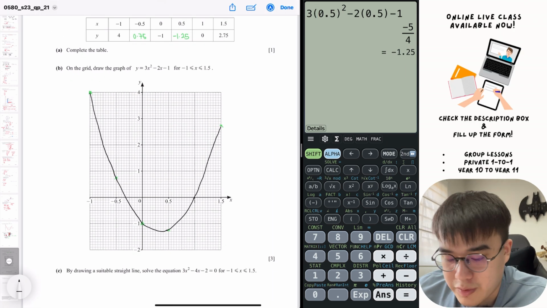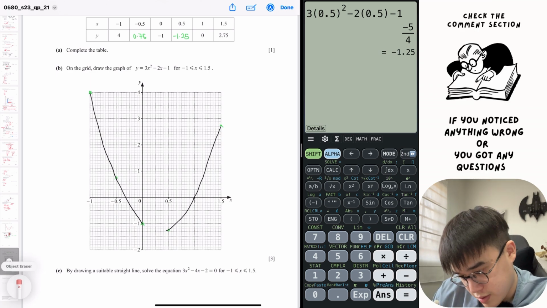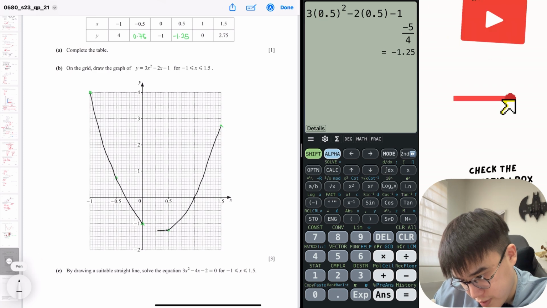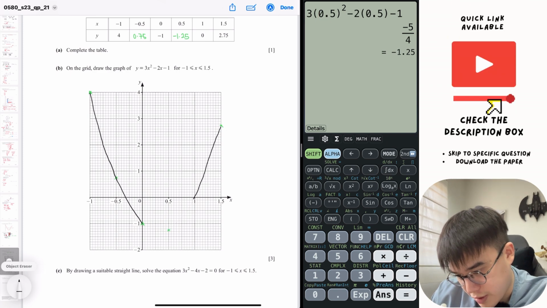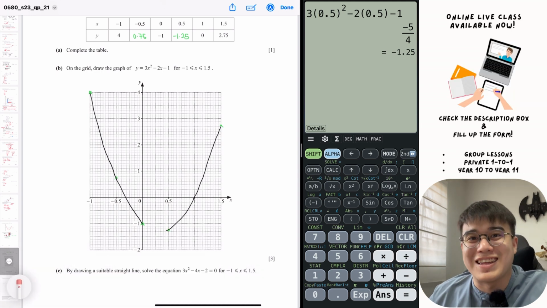So again, if I were to deduct the marks, it will be the one down here lah, because the curve is not perfect. I couldn't quite draw it because my iPad is a little bit slanted.